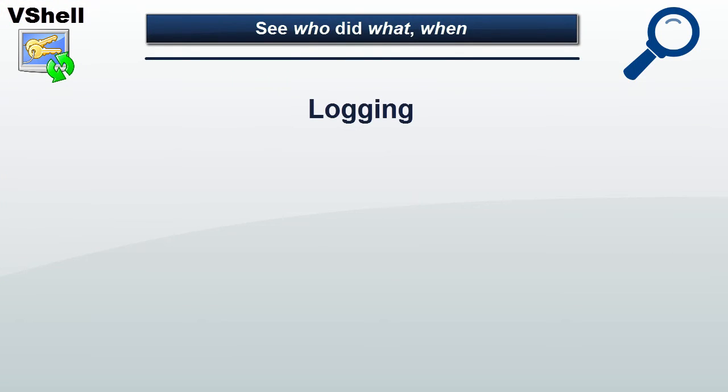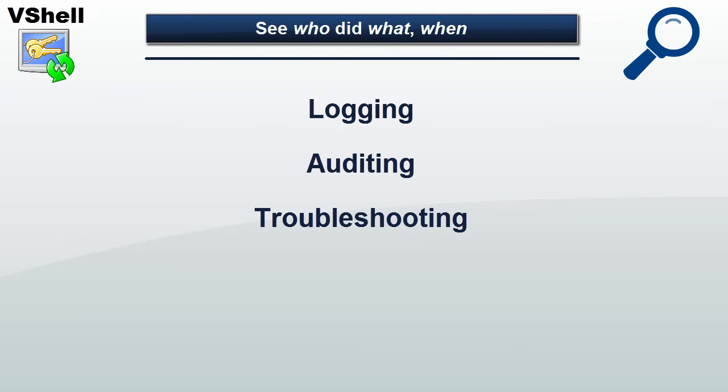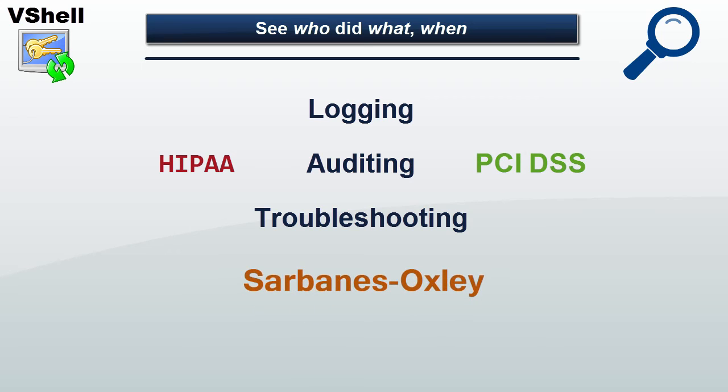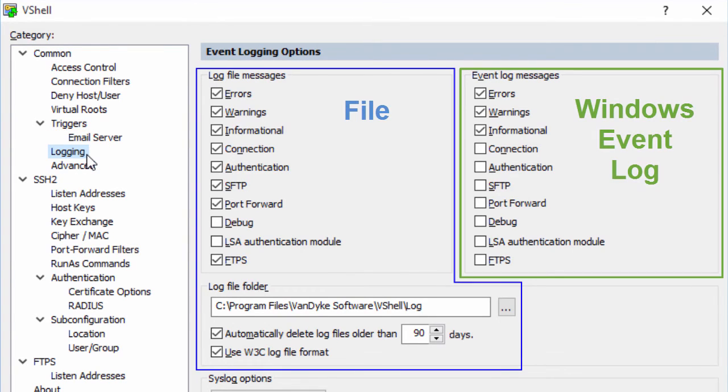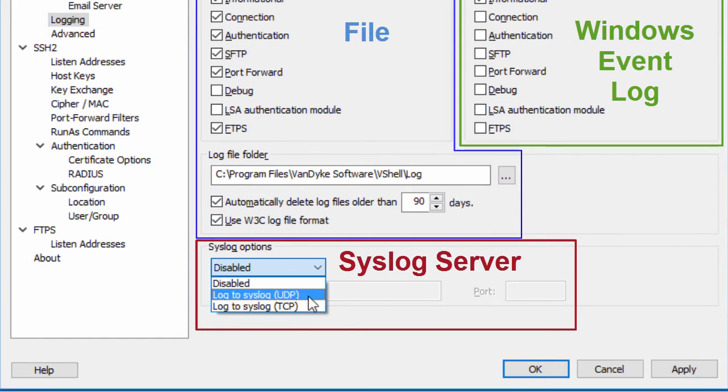As with many file transfer environments, your organization may be required to keep track of historical file transfer activity for auditing requirements or troubleshooting purposes. VShell's logging capabilities allow you to control what information gets logged where, whether to a file, the Windows event log, or even to a syslog server of your own choosing.